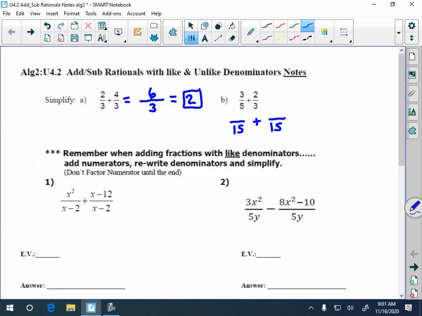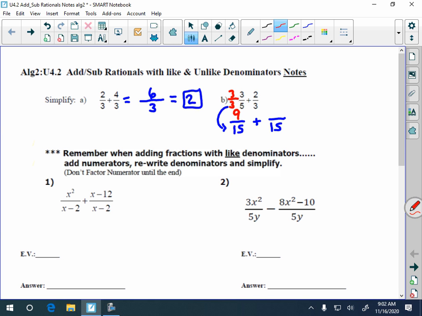Now all you have to do is figure out, what do you have to multiply this first denominator by so it becomes a 15? Right now it's a 5. Well, we have to multiply it by 3. So we're multiplying the top and bottom by the same thing. And so 3 times 3 on top gives us 9. So 9/15 is the same as 3/5.